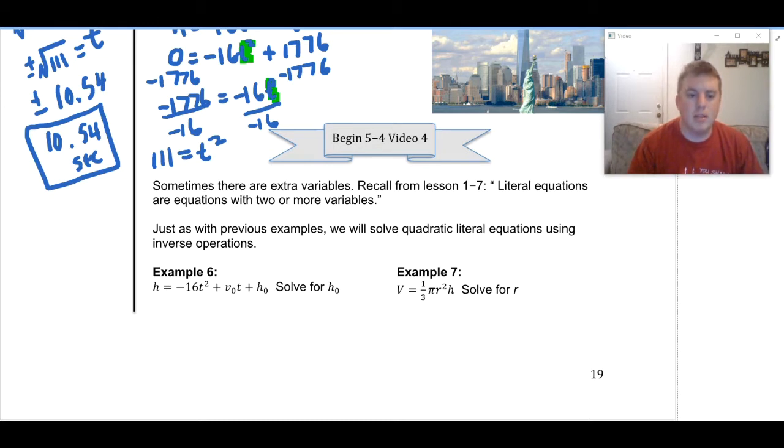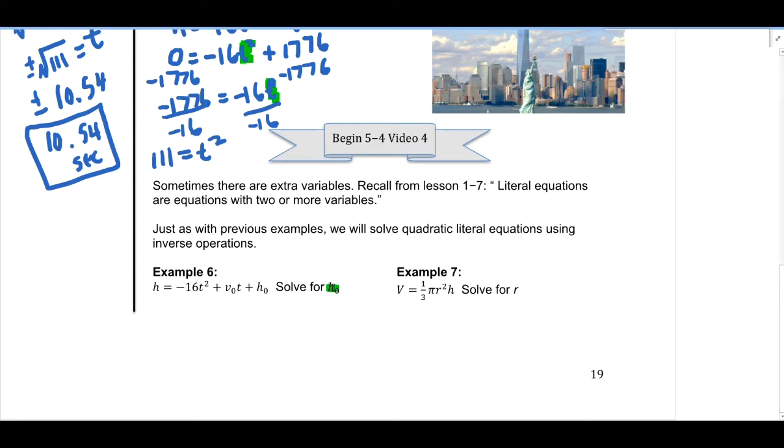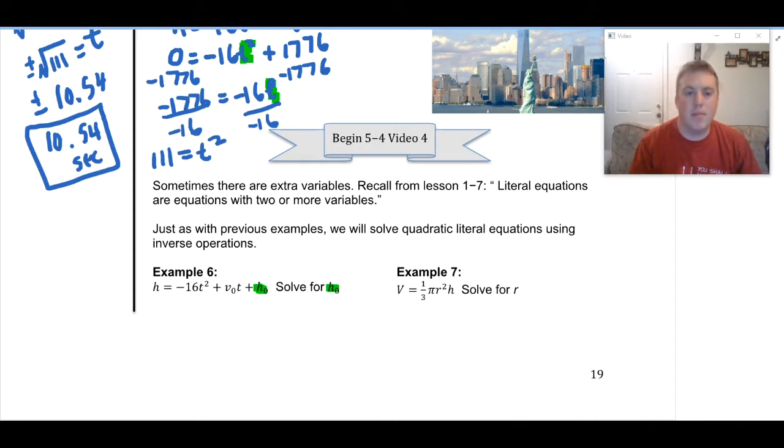So in example 6, we are given h is equal to negative 16t squared plus v naught t plus h naught, and we are asked to solve for h naught. So we want to get that h naught all by itself. To do that, we have to move everything else that's on that side of the equation to the other side. To start off with, I see that I have a negative 16t squared. So to move that to the opposite side, I would add 16t squared to both sides.